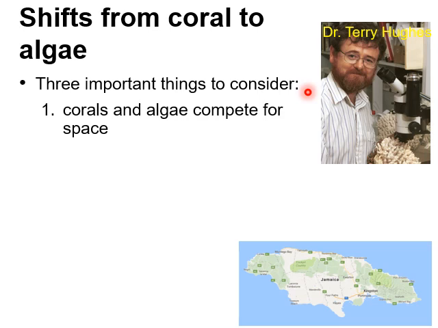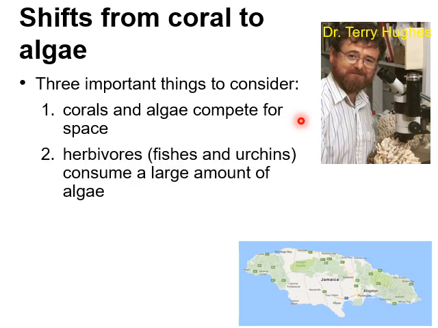The first important thing to consider is that corals and algae compete for space on the seafloor, right? So we learned all about intraspecific and interspecific competition back in the marine ecology chapter. And one of the main things that organisms compete for is space. So space to grow on the seafloor. So that's one important thing to consider. Another important thing to consider is that herbivores, such as fishes and urchins, consume a large amount of algae, right? So they eat that algae and they control it.